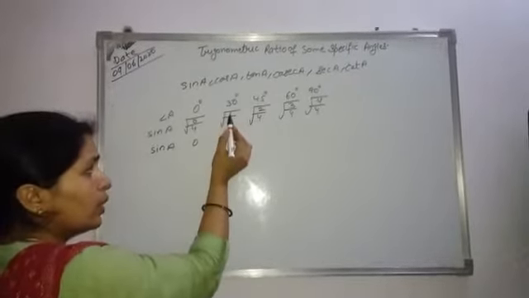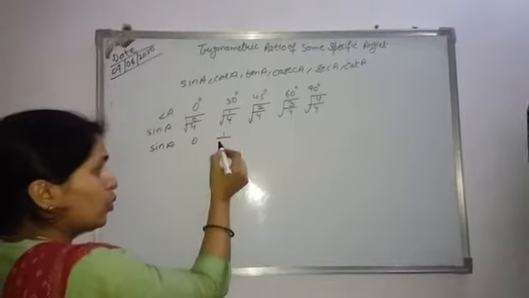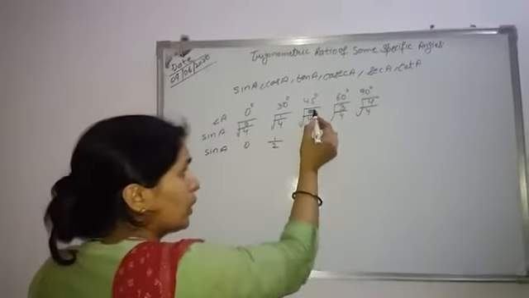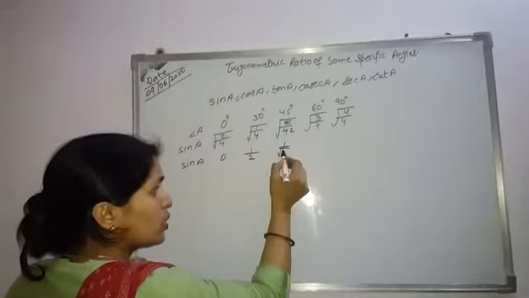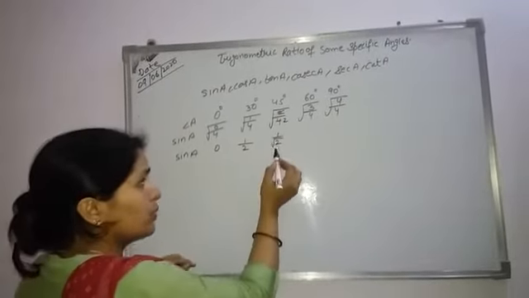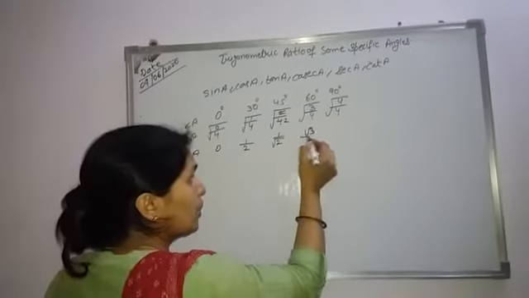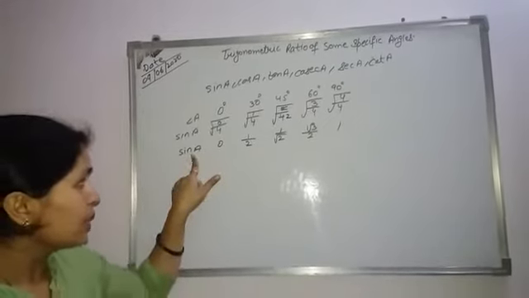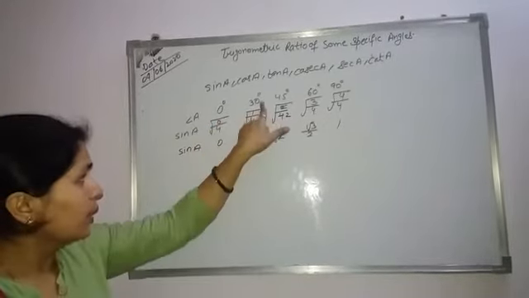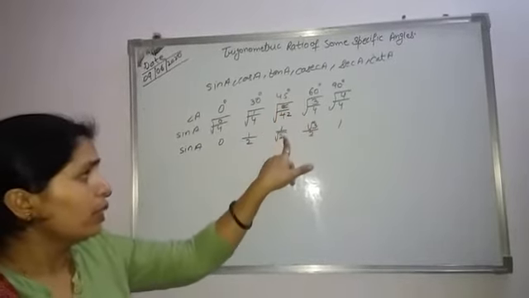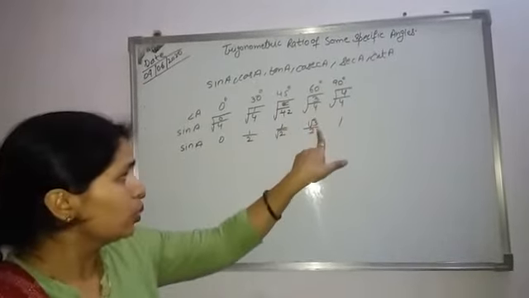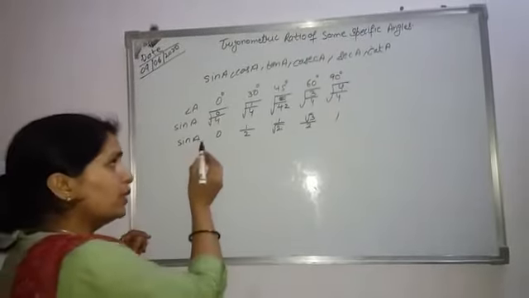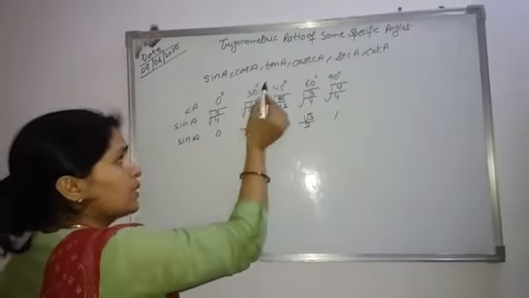Next one is 1. Square root of 1 is 1 and square root of 4 is 2. So at 30 degree, this value is equal to 1 by 2. Next one is 2 over 4, and this value is square root of 1 by root 2. Next one is root 3 divided by 2. 4 by 4 is 1, and sine 90 is 1. So it means sine 0 degree is 0, sine 30 degree is 1 by 2, sine 45 degree is 1 by root 2, sine 60 degree is root 3 by 2 and sine 90 degree is 1. So these are the values of sine theta on these specific angles.